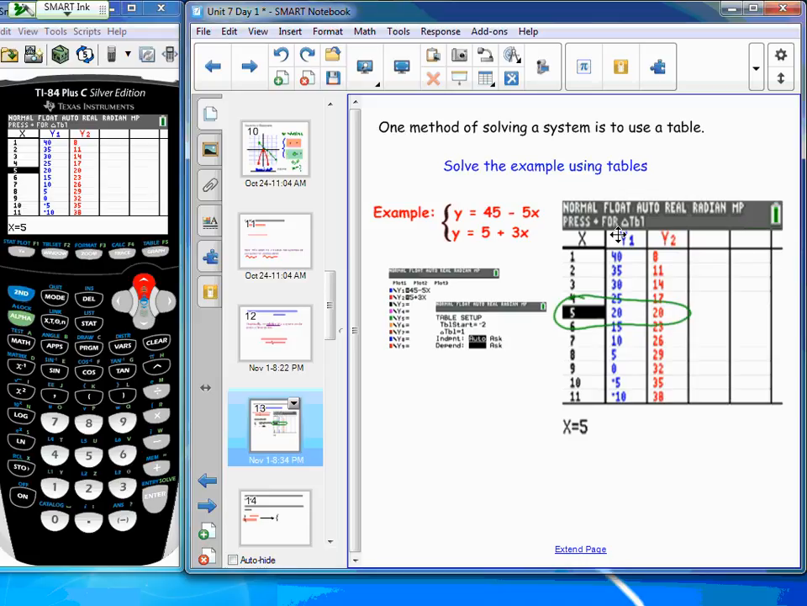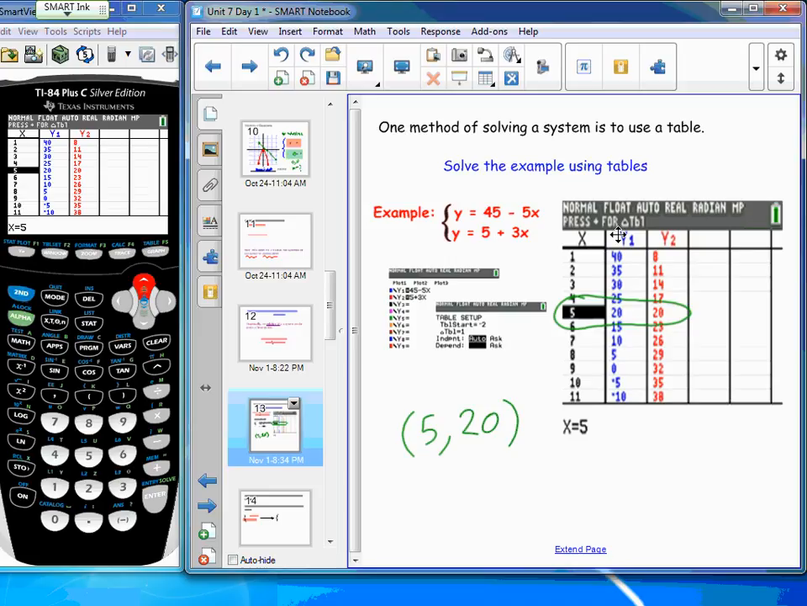And so my answer would not be 5, 20, 20. It would not be 20, 20, right? What would my ordered pair solution be? Carson? 5, 20. Good. That input 5 just produces the same output 20 in each of my equations. It's still a single point, 5, 20.